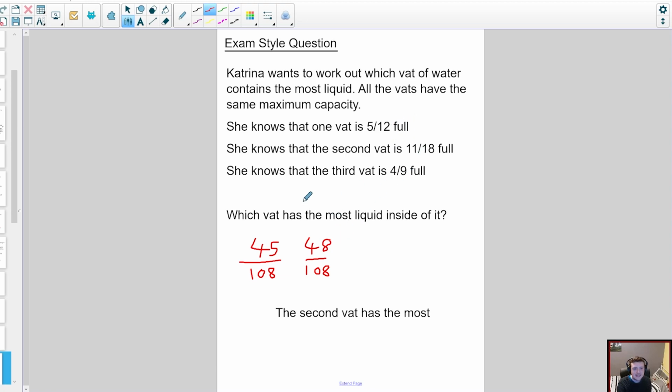Okay? Now I can compare my bigger one to the next one. And if the next one is bigger still, then I've got an order, because if this one is bigger than that one, and I already know that that one is bigger than that one, then it must be the biggest of all. So let's do 9 and 18.